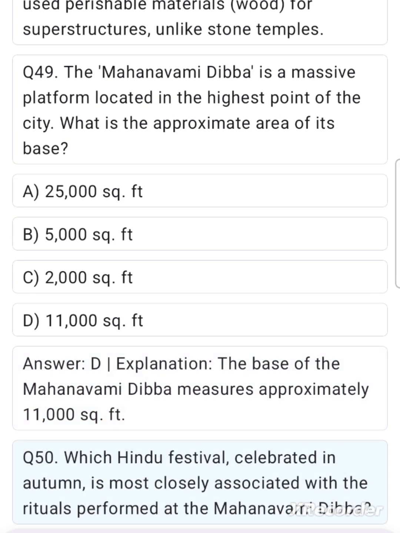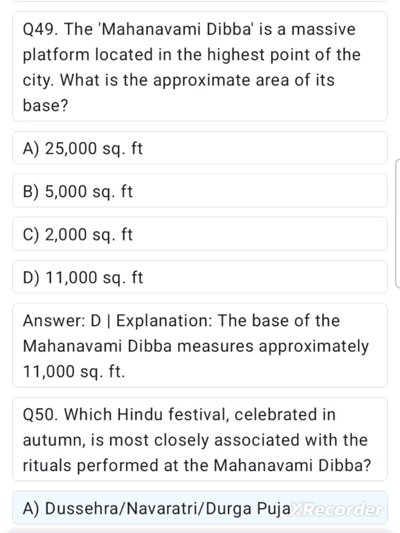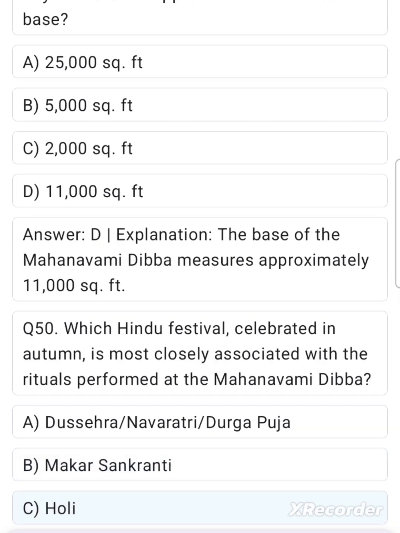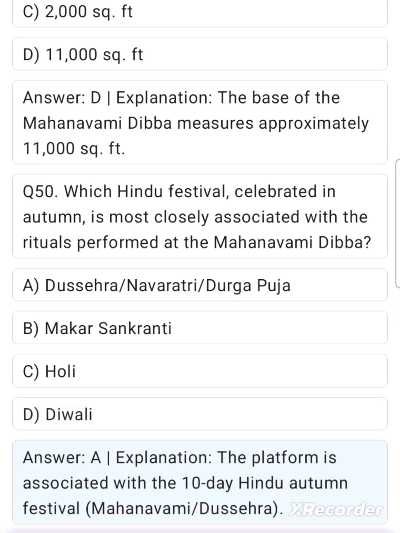Q50. Which Hindu festival, celebrated in autumn, is most closely associated with the rituals performed at the Mahanavami Dibba? A. Dashehra, Navratri, Durga Puja. B. Makar Sankranti. C. Holi. D. Diwali. Answer: A. Explanation: The platform is associated with the 10-day Hindu autumn festival, Mahanavami, Dashehra.